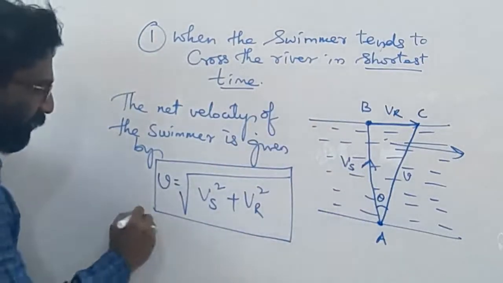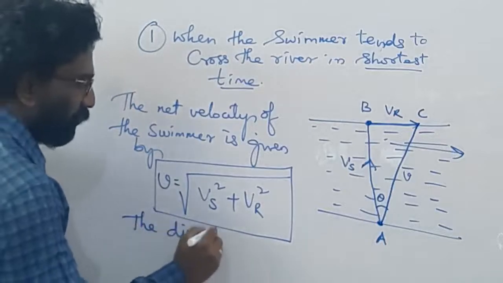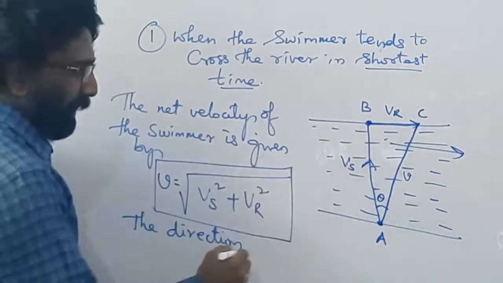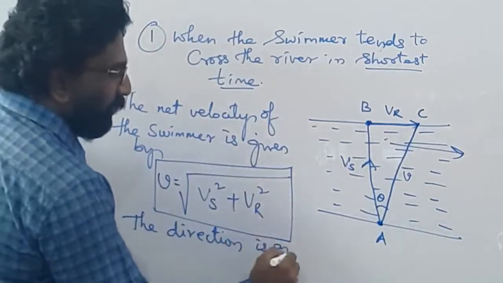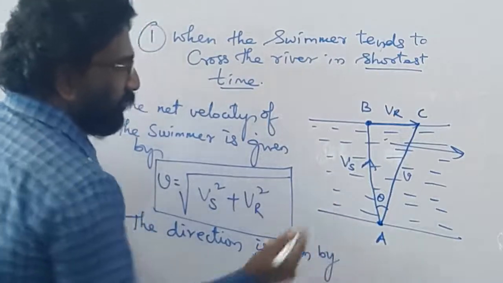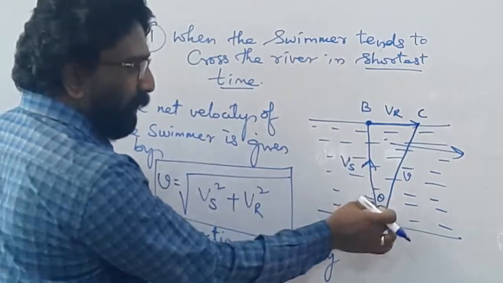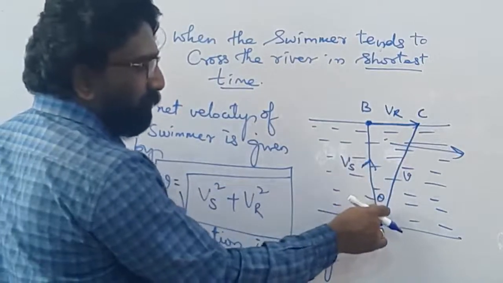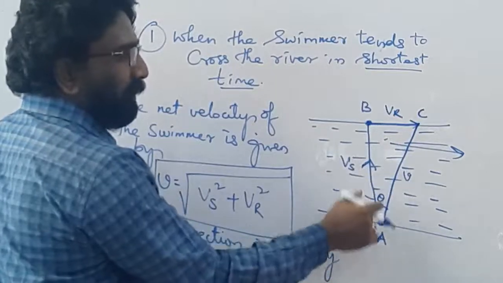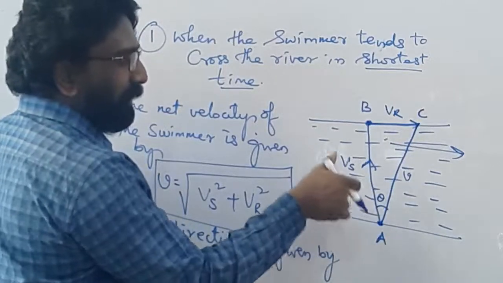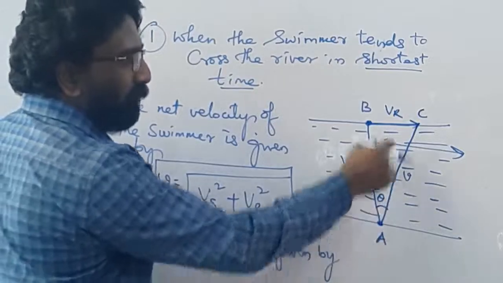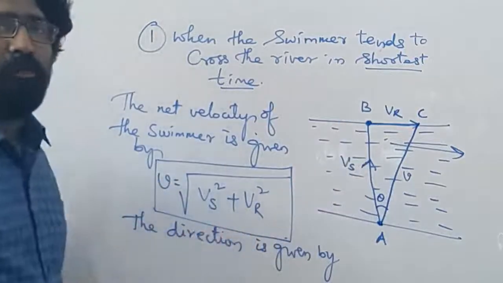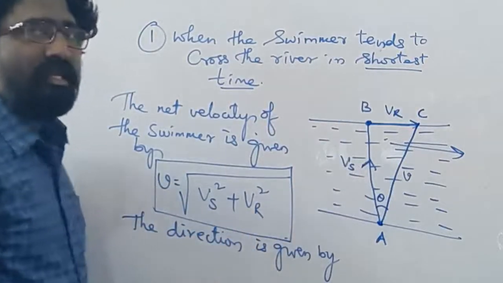Then what is the direction? In which direction he should swim so that the particular person can reach it very easily. We know that direction is given by tan. If I consider an angle theta between the net velocity and the swimming velocity of the particular person, then the trigonometric function here will be tan theta. Why? Because the opposite side is known and the adjacent side is known. So tan theta is nothing else but opposite by adjacent.